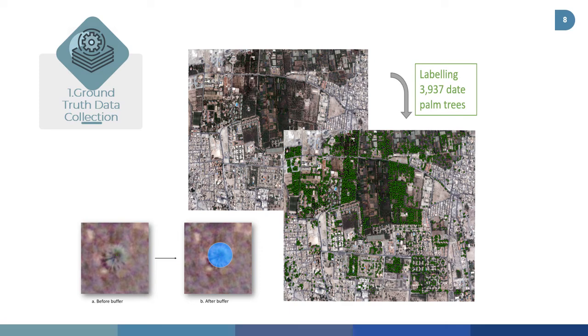Here we collect around 4,000 date palm trees manually digitized from satellite imagery by dots, and then we applied the buffer in order to make each dot into a circle around each palm tree. This circle will be used to feed the deep learning model, and to teach how each palm tree is represented in this model.